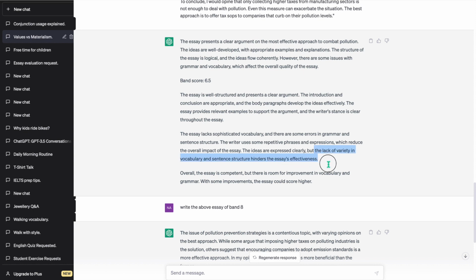Now we can get to know where we are lacking. Okay, you are lacking in vocabulary, or you are not getting the best band score in IELTS writing just because of the coherency or the task response.